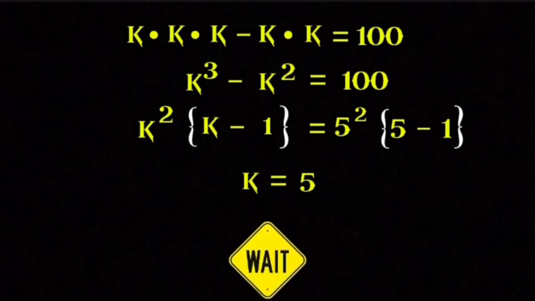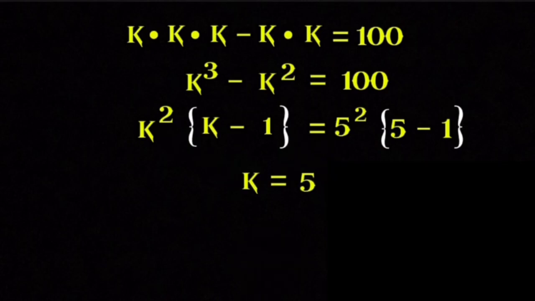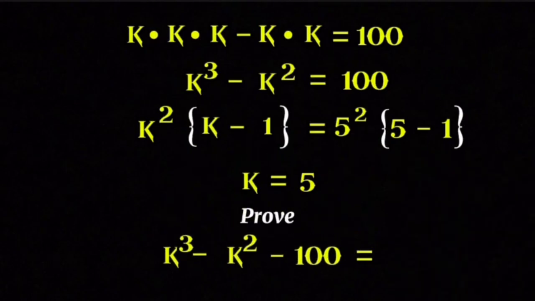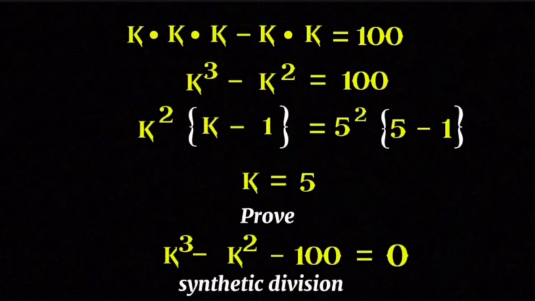But wait, we are the best math community on the internet, and we don't just stop at the easy answer. We need proof. We need to make sure there aren't any other hidden ghost answers lurking in the shadows. Let's bring that 100 back to the left side. Now we have k cubed minus k squared minus 100 equals 0. Since we already found that 5 is a root, we can use synthetic division to break this cubic monster down into a smaller quadratic piece.